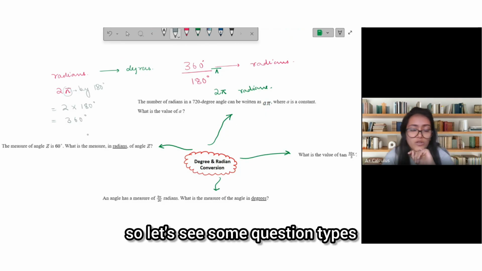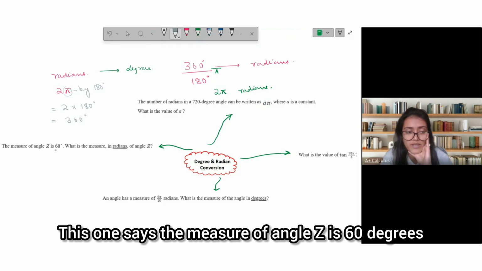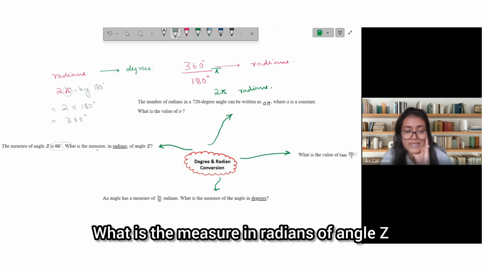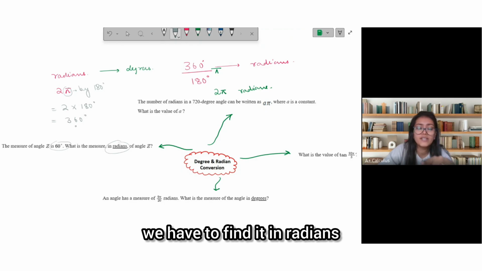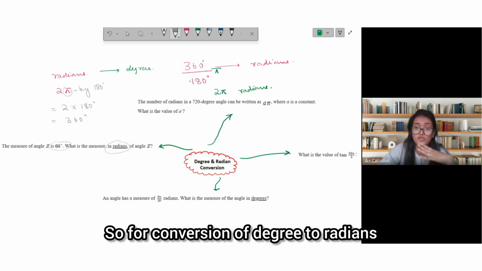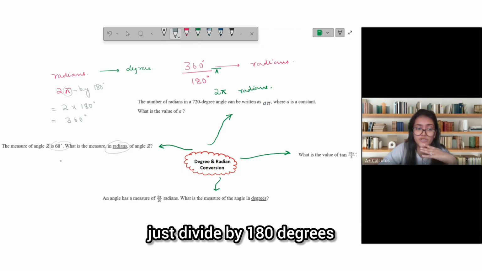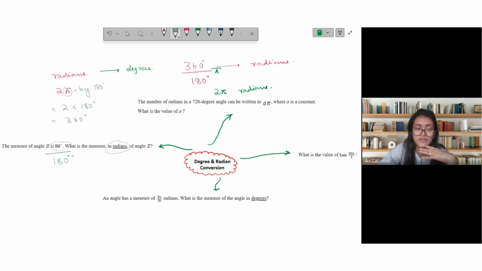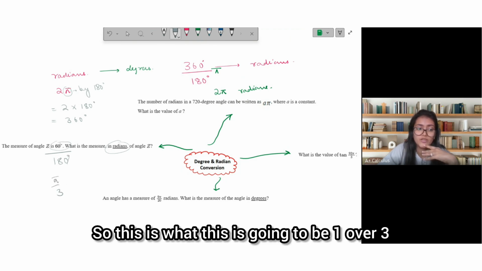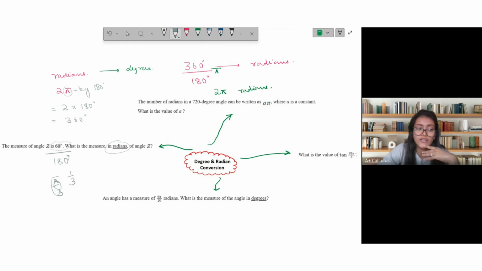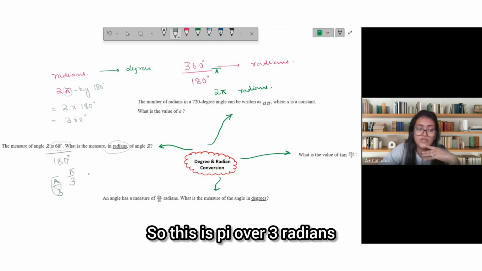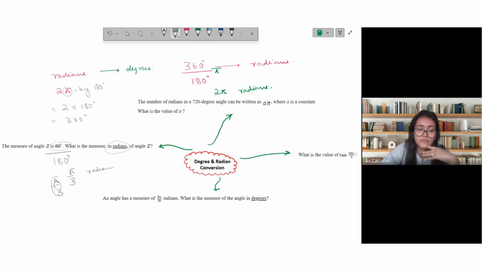Okay, so let's see some question types. This one says the measure of angle Z is 60 degrees. What is the measure in radians of angle Z? It's given in degrees, and we have to find it in radians. For conversion of degrees to radians, just divide by 180 degrees. So you get pi over 3. This is 1 over 3, and you just write a pi. So this is pi over 3 radians.